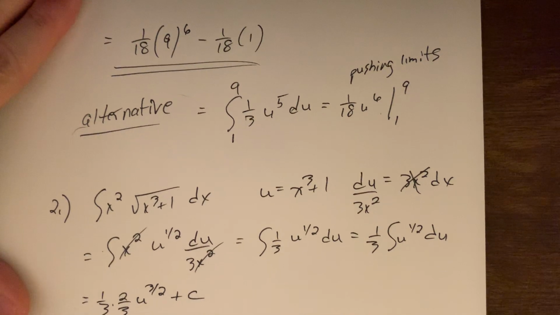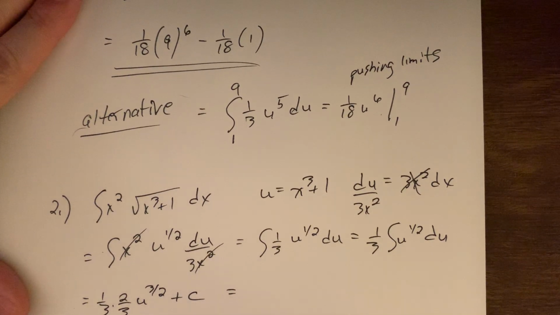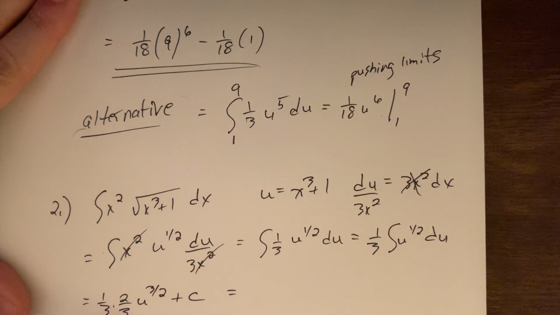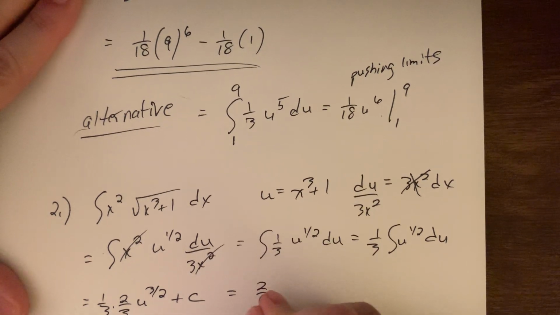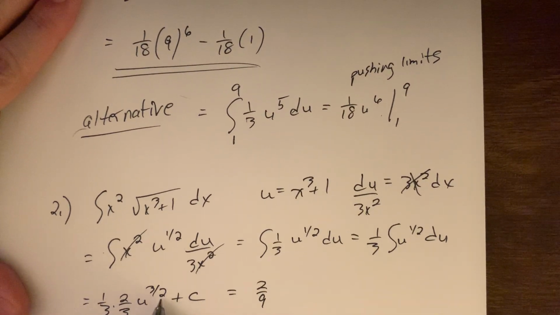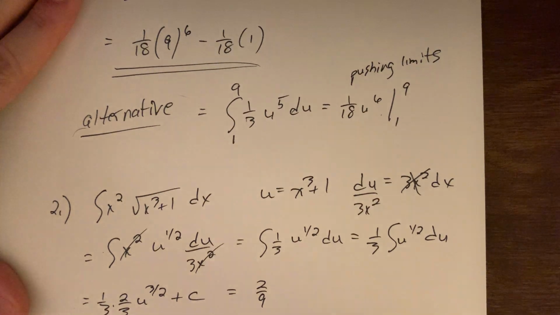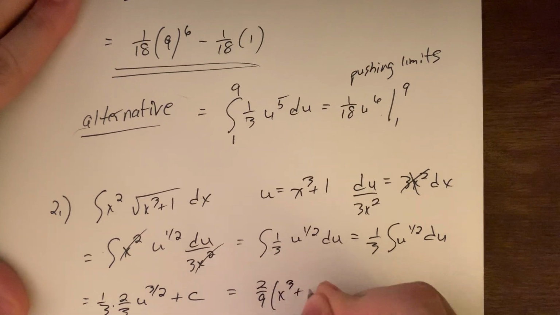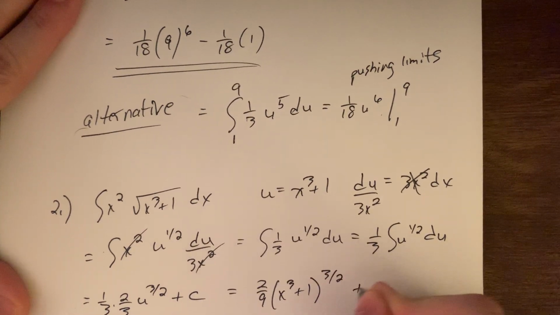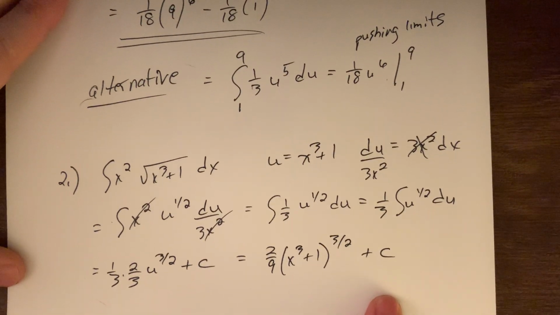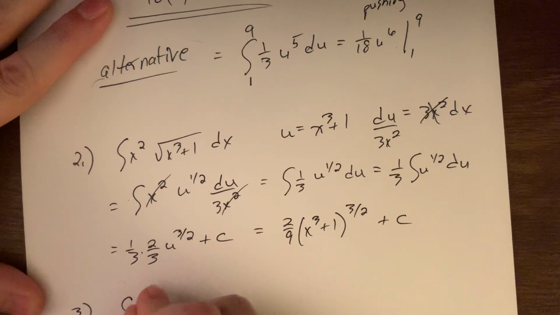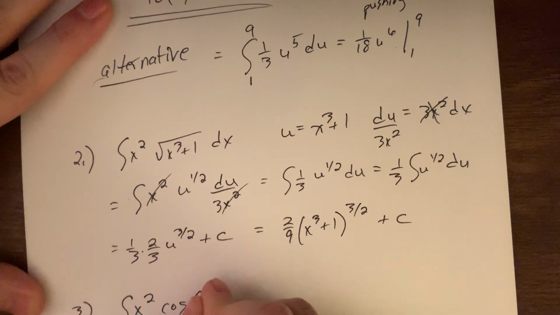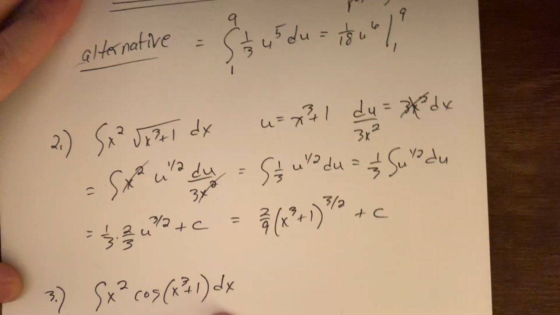This was an indefinite integral plus 3 plus c. And again, I could clean this up a little bit, but the biggest thing that is a must is to get this back to x. So right here, I'll make that a 2/9. And do you rewrite this as the square root cubed? That's irrelevant, but get the x back in. X cubed plus 1 to the 3/2 plus c. And very similar with number 3, the integral x squared cosine x cubed plus 1 dx.